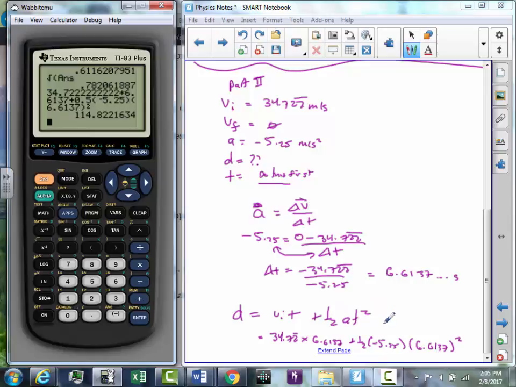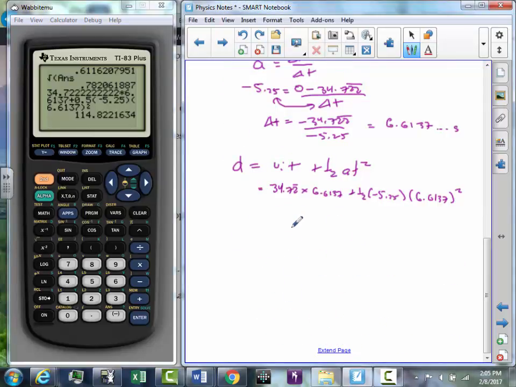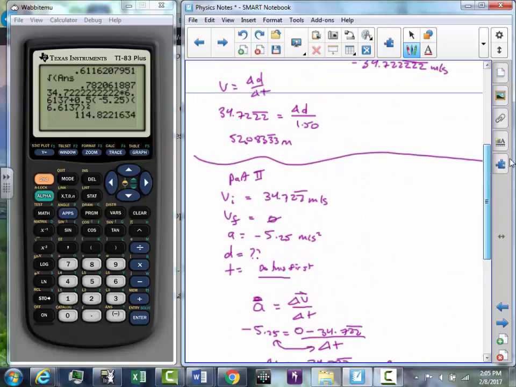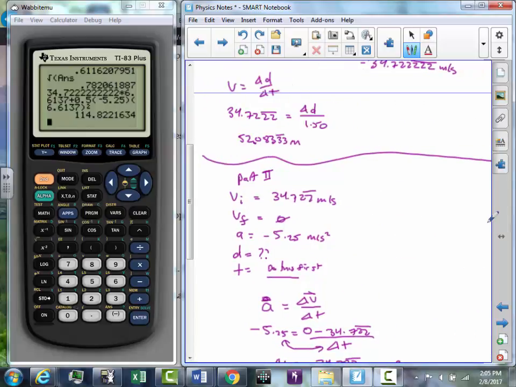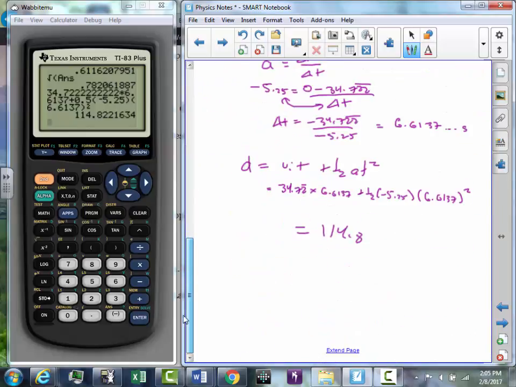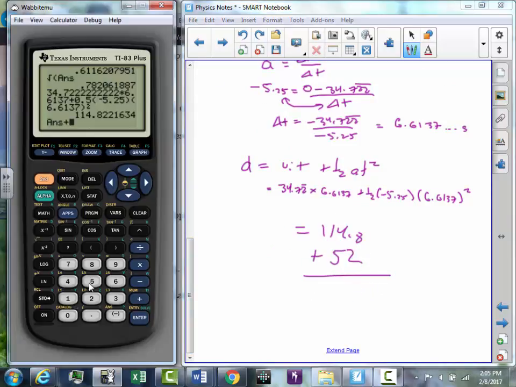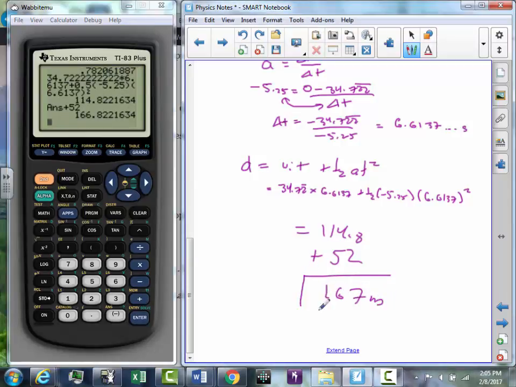Well, this is why people usually end up rear-ending other vehicles, right? Now, when you add these together, you've got this 114.8. The other number was 52, let's call it. So when we add those two numbers together, you end up needing about 167 meters.